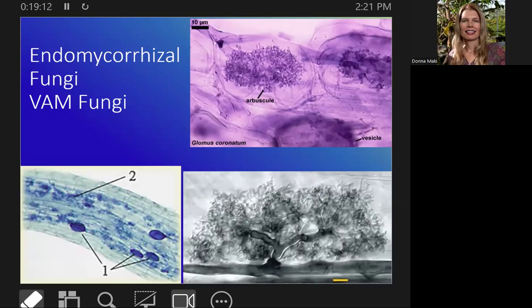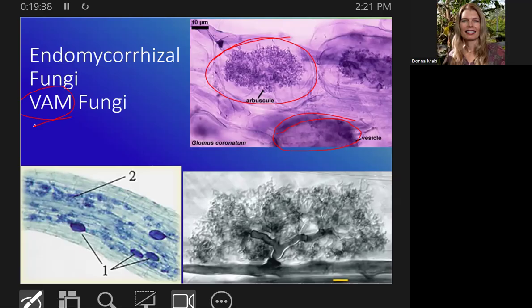And what you're seeing are roots under the microscope. In this one, you can actually see the top right, the arbuscle I was telling you about. Looks like a dwarf tree. And then they also form vesicles. It's just all fungal hyphae. So they used to be called VAM fungi, vesicular arbuscular mycorrhizal fungi, which is a mouthful. So they shortened it to VAM.